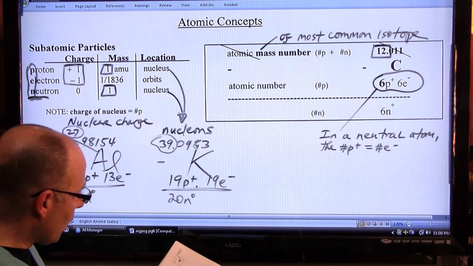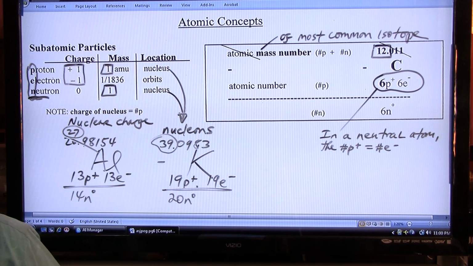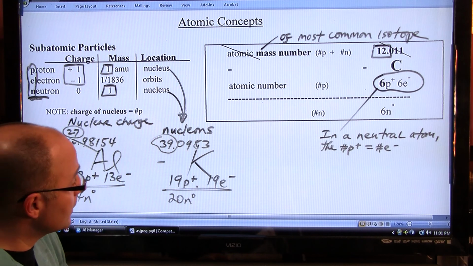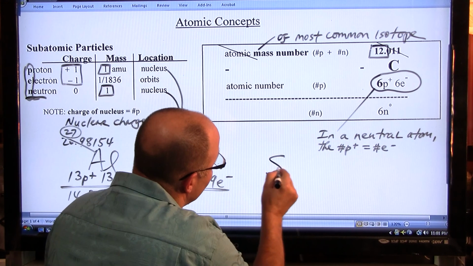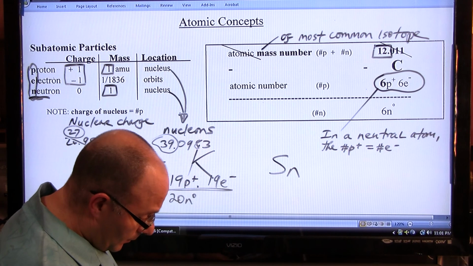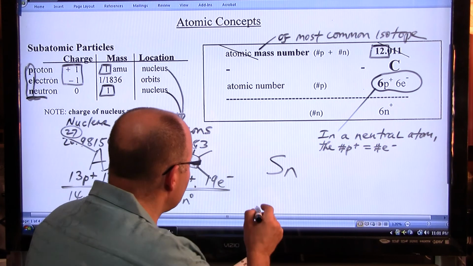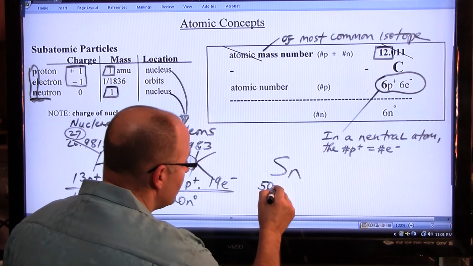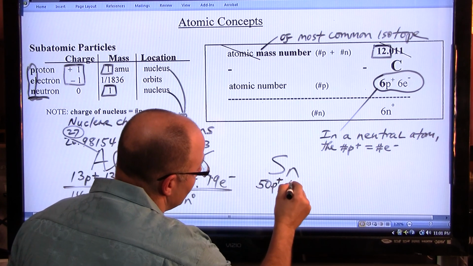All right, let's try one more element. Why don't you go to now tin. And tin is not Tn. Tin, if you look it up at Table S, would be Sn. And tin, you'll find it as element number 50. So again, tin has 50 protons, 50 electrons.